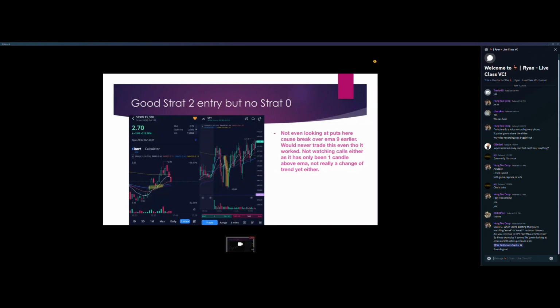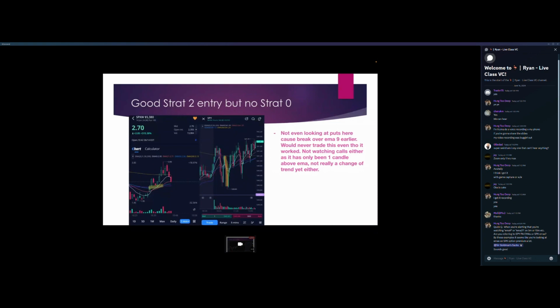Even though it showed that you could get puts here off the VWAP, we didn't know that it was going to continue dumping like this. We didn't know it's going to go from this, 2.7, so this is probably around 2.5, 2.4. We didn't know that it was going to do that. So that's why it's a good entry, but we didn't know, so no strat 0. This is a play that we avoided.